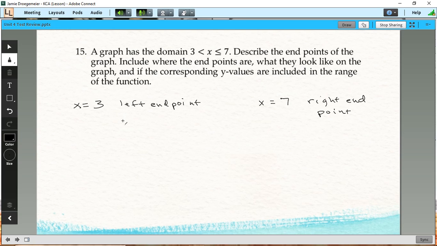What would those look like on the graph? Well, since we just have x is greater than 3, it can't be equal to 3, we would have an open circle for the left endpoint. And since x can equal 7, we would have a closed or a filled circle for the right end.